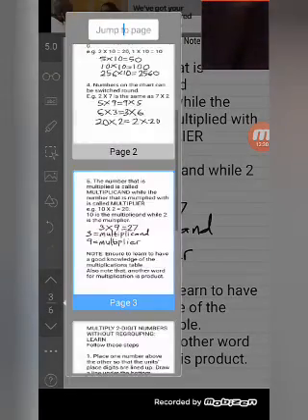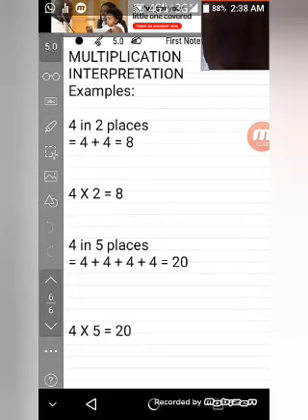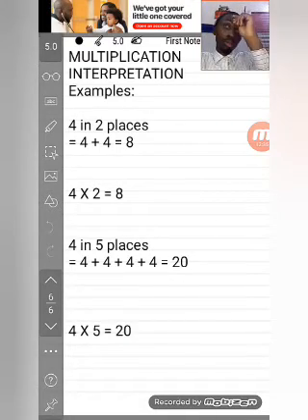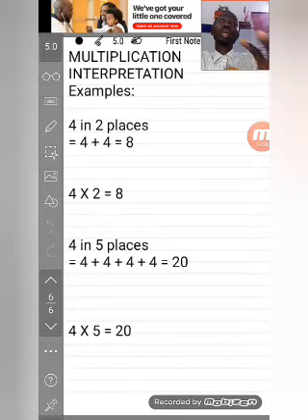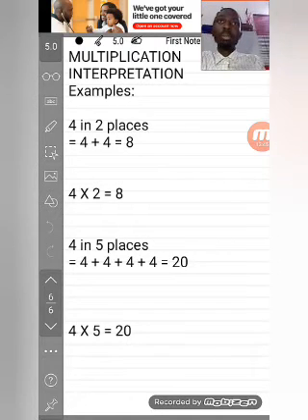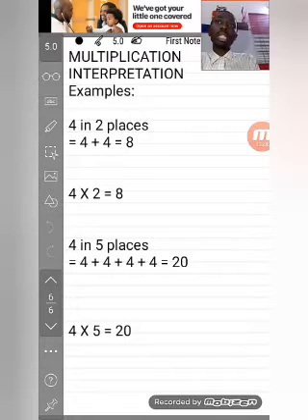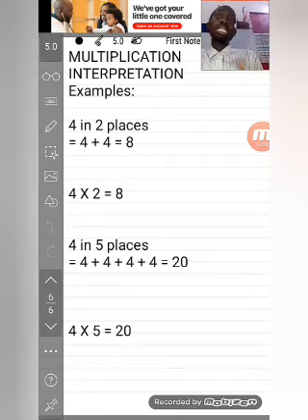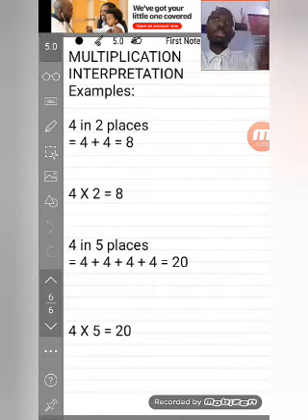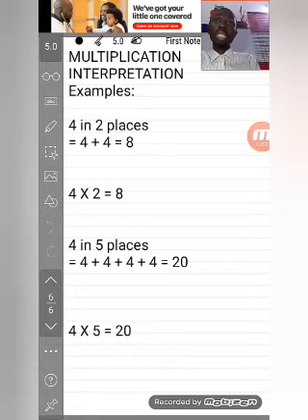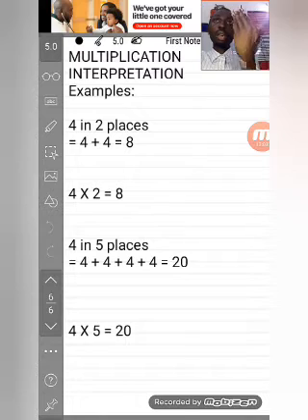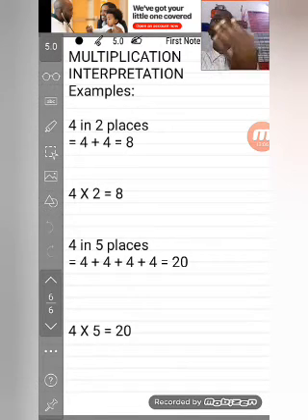So let's look at an example here to understand multiplication interpretation, what it means in multiplication, for a number to experience multiplication. Now look at this example. This example states that 4 in 2 places. It means 4 will appear in 2 places, adding themselves together. So look at it. 4 in 2 places means 4 plus 4, and that is 8. 4 in 2 places means 4 plus another 4. Adding it together would give you 8.